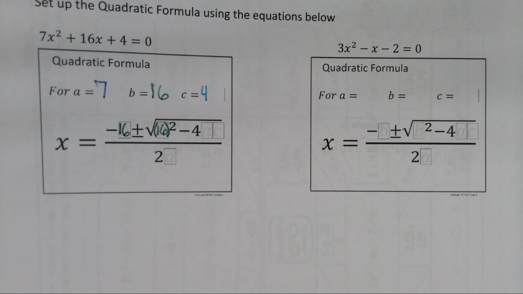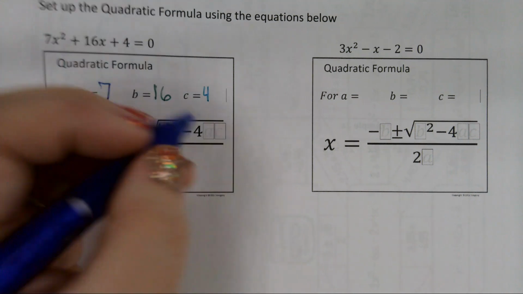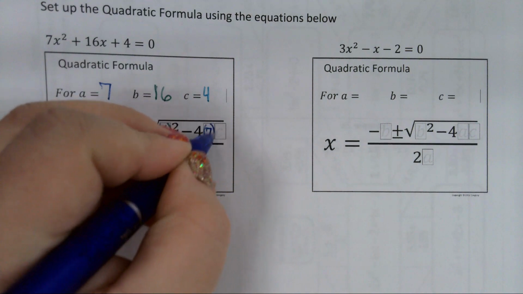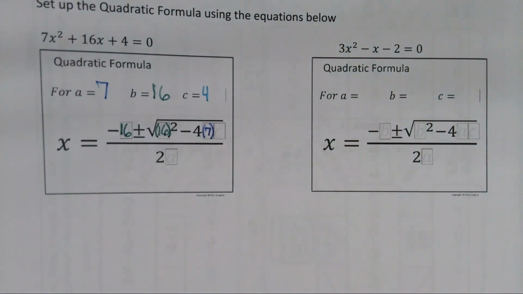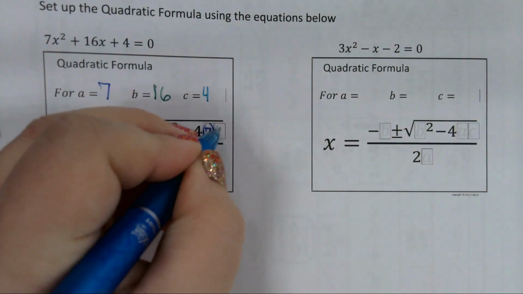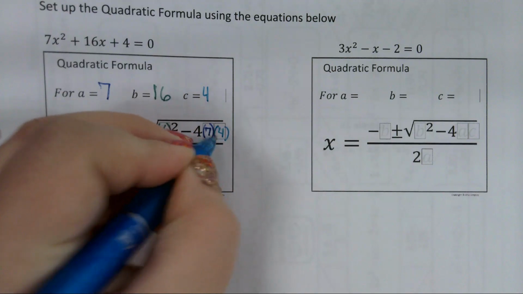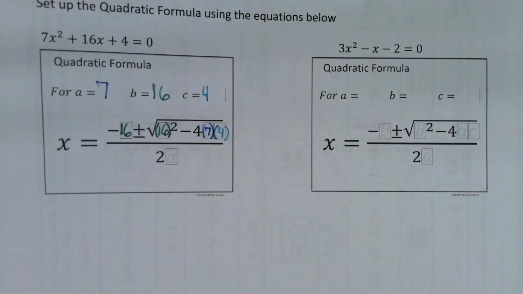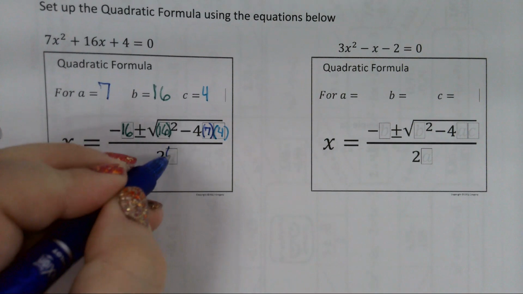Then we have a, which is 7, and c, which is 4. And all of that is over 2 times a, 7 again.